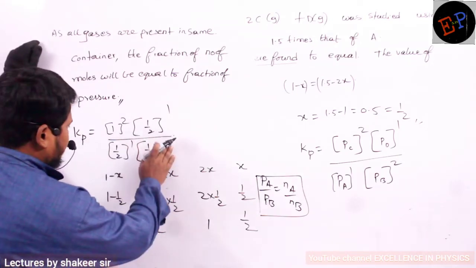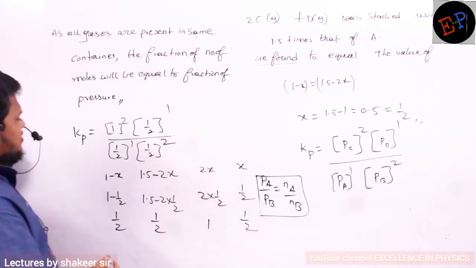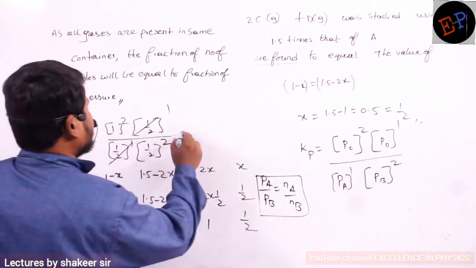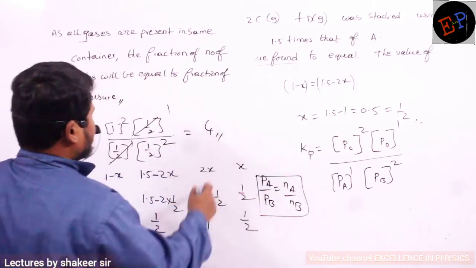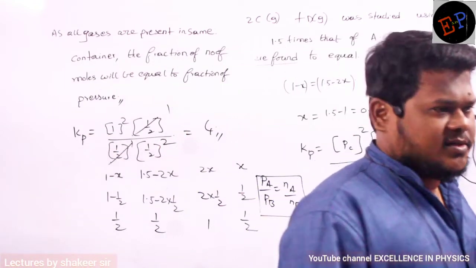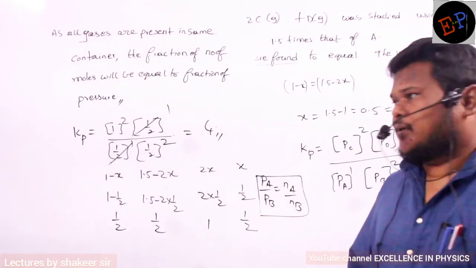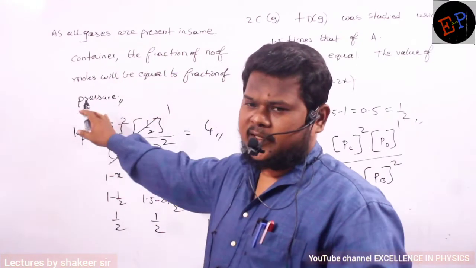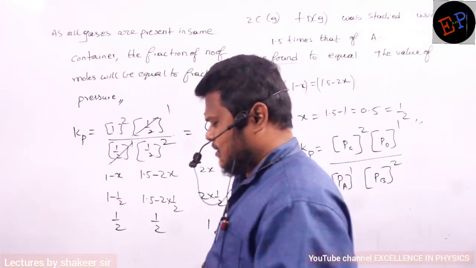1 by 2 power 2. That's it. Clear? So 1 by 2 gets cancelled. Therefore 1 by 1/4 is 4. So Kp value is how much? Kp value is 4 for this reaction. Understood how we have calculated? So everything is based on this concept. Conceptual clarity is needed. That's it.